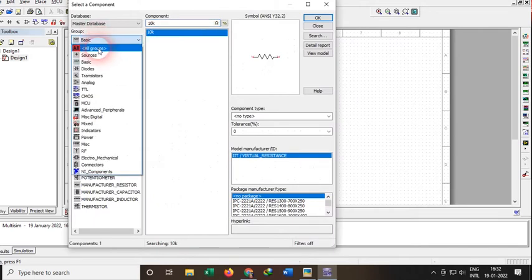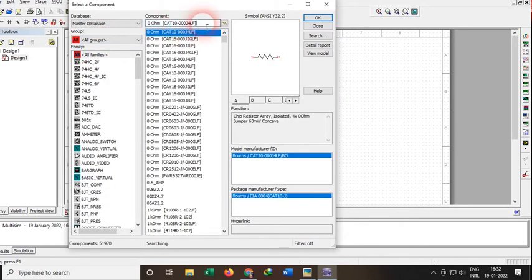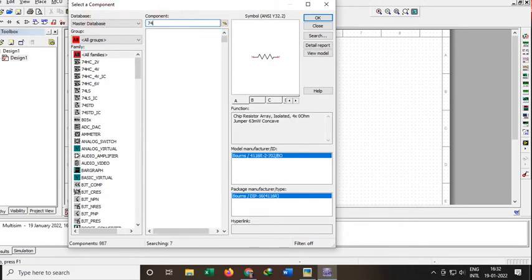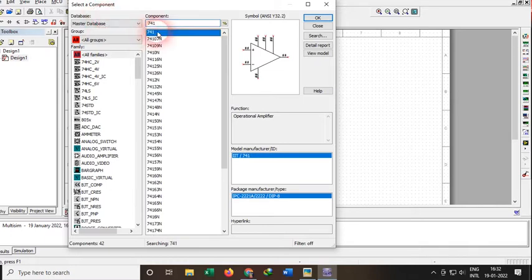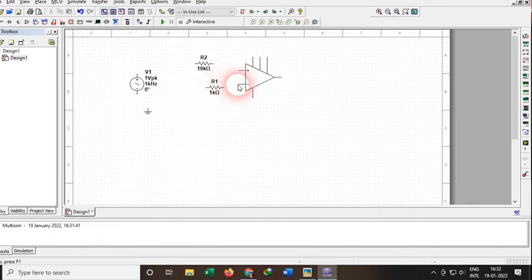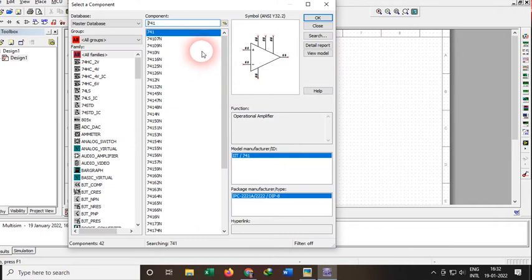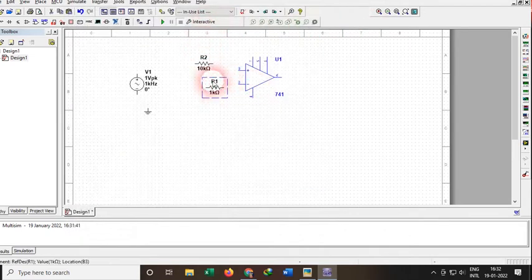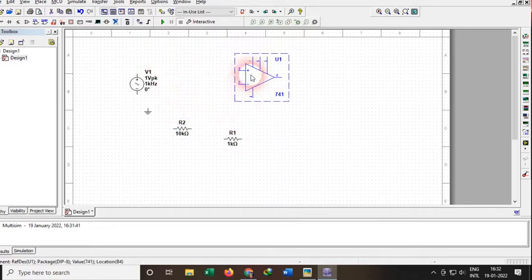You could also search the IC directly from here. I'm going to write 741 here. So this one is our IC 741, that is the op amp. Basically these are the equipment and components we need to perform this experiment.